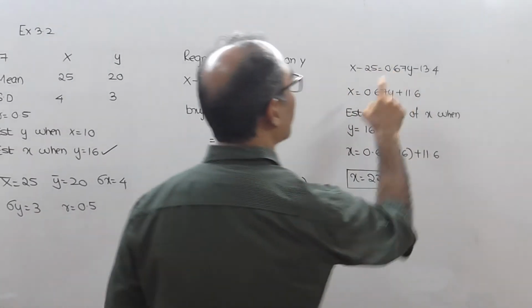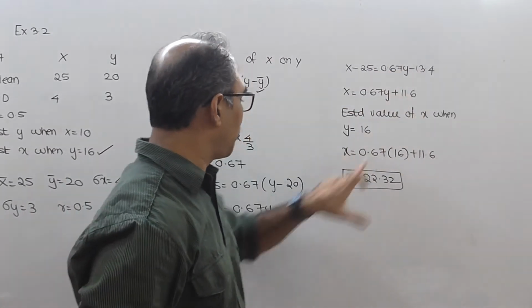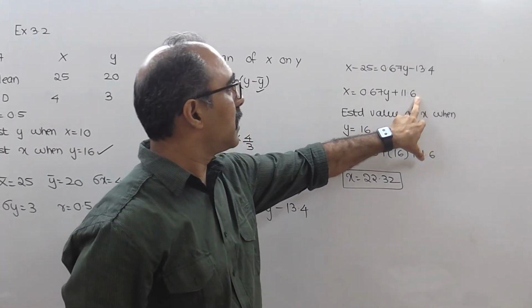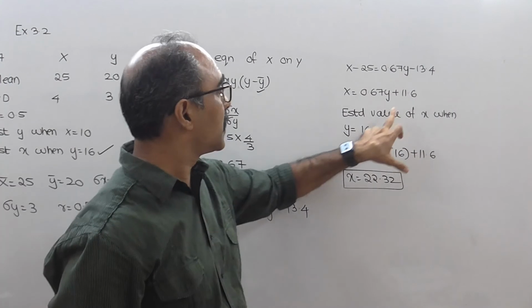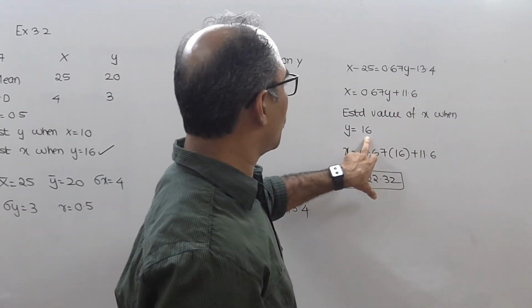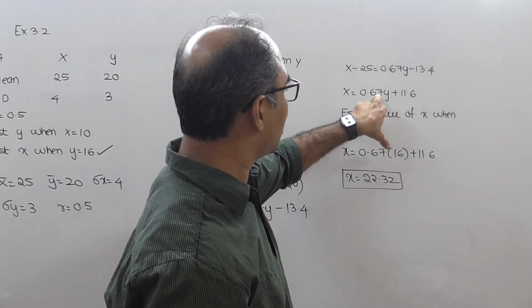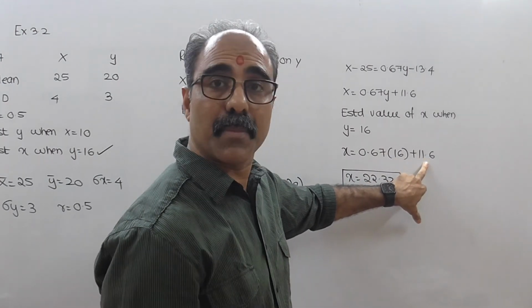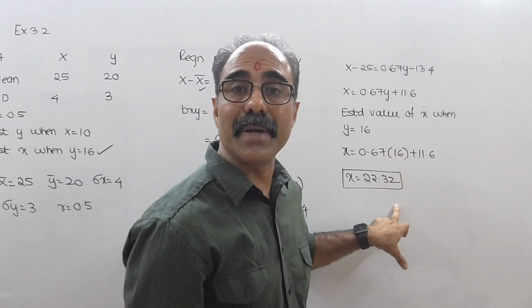x minus 25 equals 0.67y minus 13.4. I think you take minus 25 to that side, it becomes plus 25, you get 11.6. You have to estimate x when y equals 16. Putting the value of y as 16 here, you get 0.67 into 16 plus 11.6. The answer will be x equals 22.32.